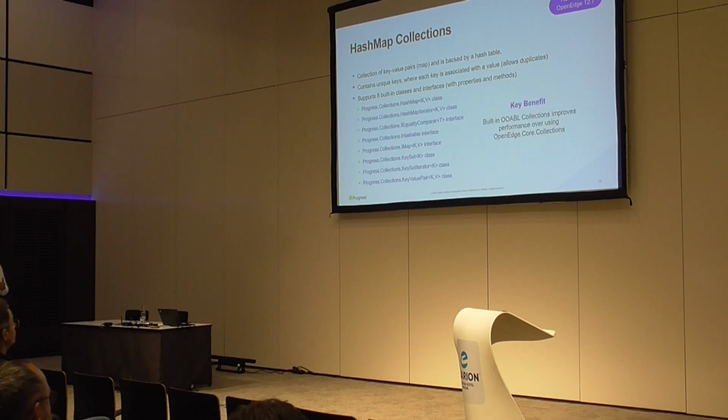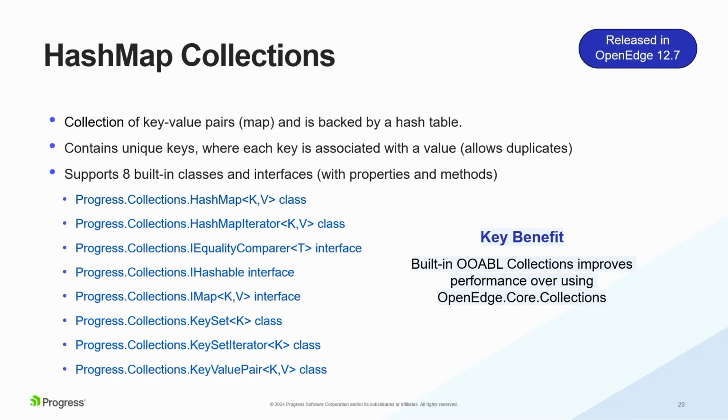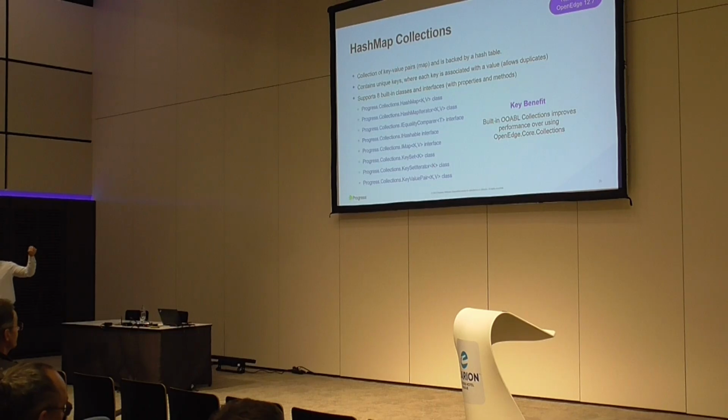So what's the bottom line, and what's the key benefit for ABL developers? Well, the list collection, the sorted set collection, and the hash map collection, all these built-in OOABL collections significantly improve performance over the previous limited implementation in the OpenEdge.core.collections package.